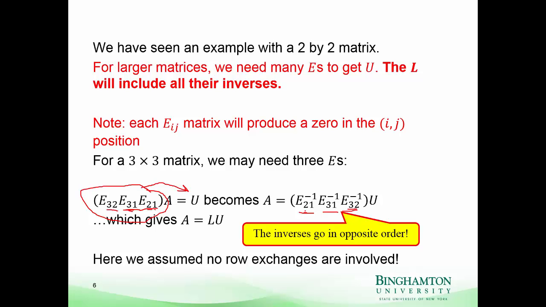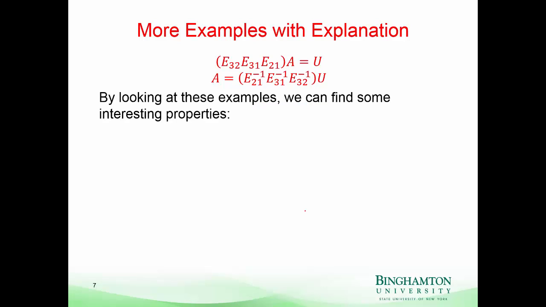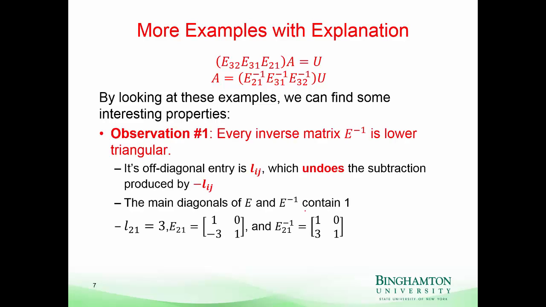And here we assumed that there were no row exchanges involved, but it is possible to do this if there are row exchanges involved as well. So let's just look at this a little bit deeper. So here's that same scenario, and we can find some interesting properties here.